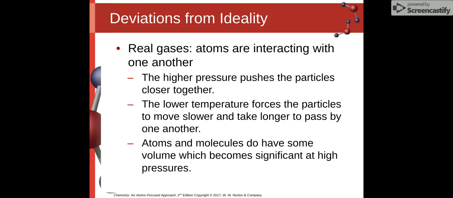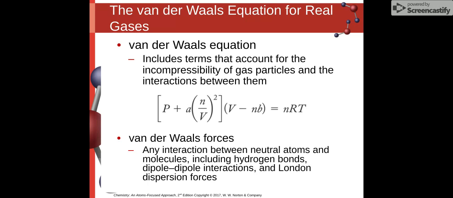Decreasing the temperature kind of has the same effect. It makes the molecules move slower, and these molecules are going to spend more time closer to each other. And also in these cases, when they're getting closer together and they're not moving, then their volumes actually matter. And so we have to take that into account. And so there is a new equation, the van der Waals equation, and it looks scary.